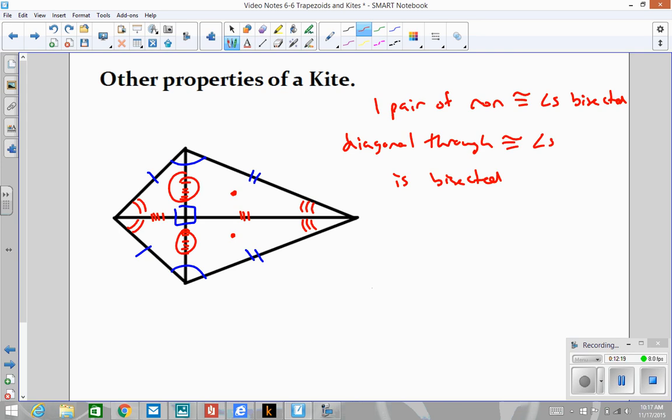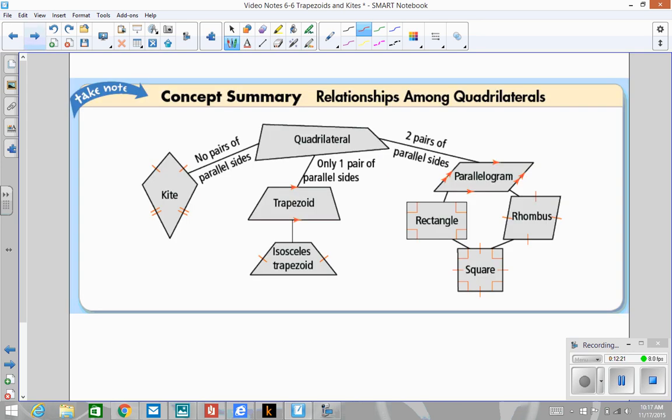All right. And so, just to give you here, you can copy down the relationship of all the quadrilaterals. It kind of shows you all the different ones and how they all go together. It's good to know the properties and know how they go together. And that wraps up the end of our lesson.